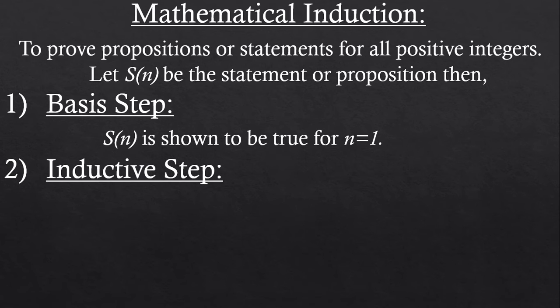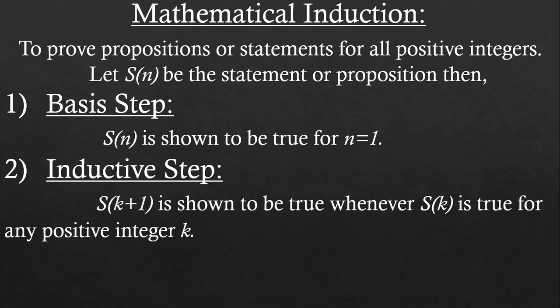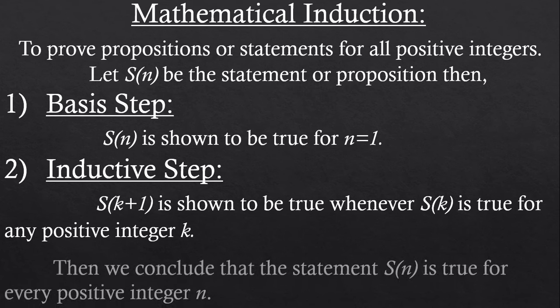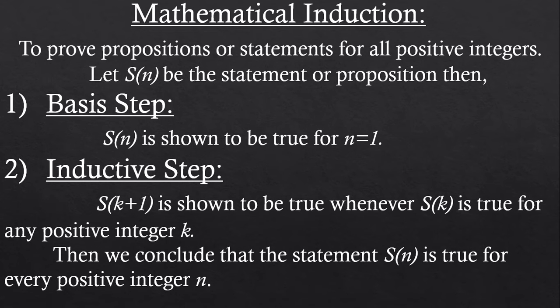Now, the second step is called the inductive step, which is a bit tricky. In the inductive step, we consider S of k to be true, where k is any positive integer, and then we prove the statement for S of k plus 1, which I will show you in this video how to do. If we prove both of these statements true, we conclude that the statement S of n is true for every positive integer n. This definition will be more clear to you when I explain an example.